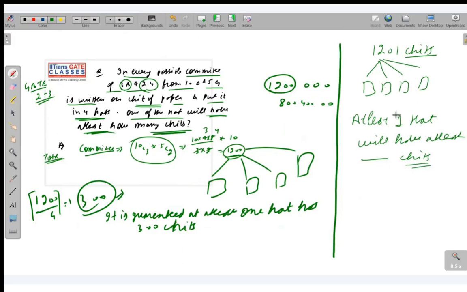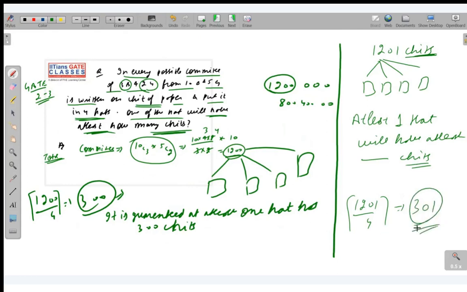So you will say 1201 divided by 4. Now it is confusing because 1201 is not divisible by 4. So you have to take either ceiling or floor. Because the number of chits is a whole number, I cannot take 0.2 chit, 0.1 chit. So I will say ceiling function, that means 301 will be my answer.